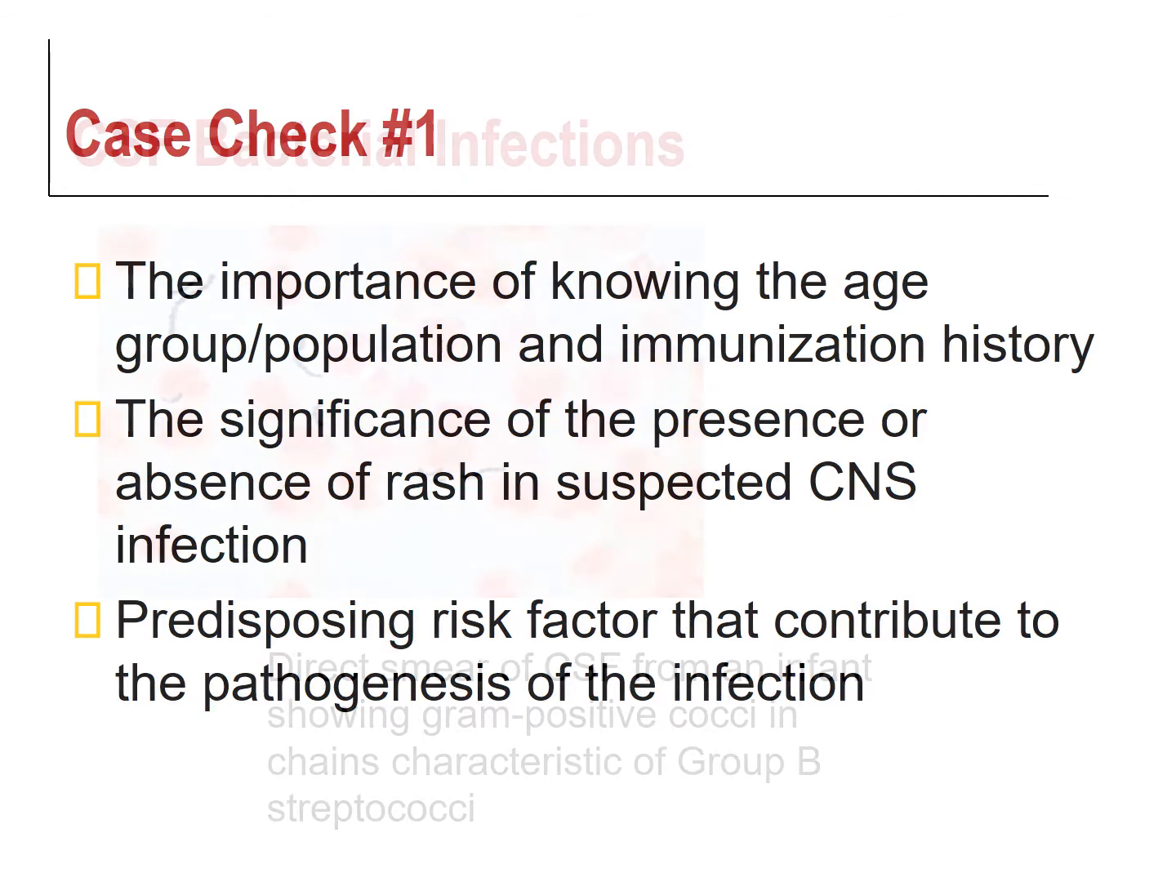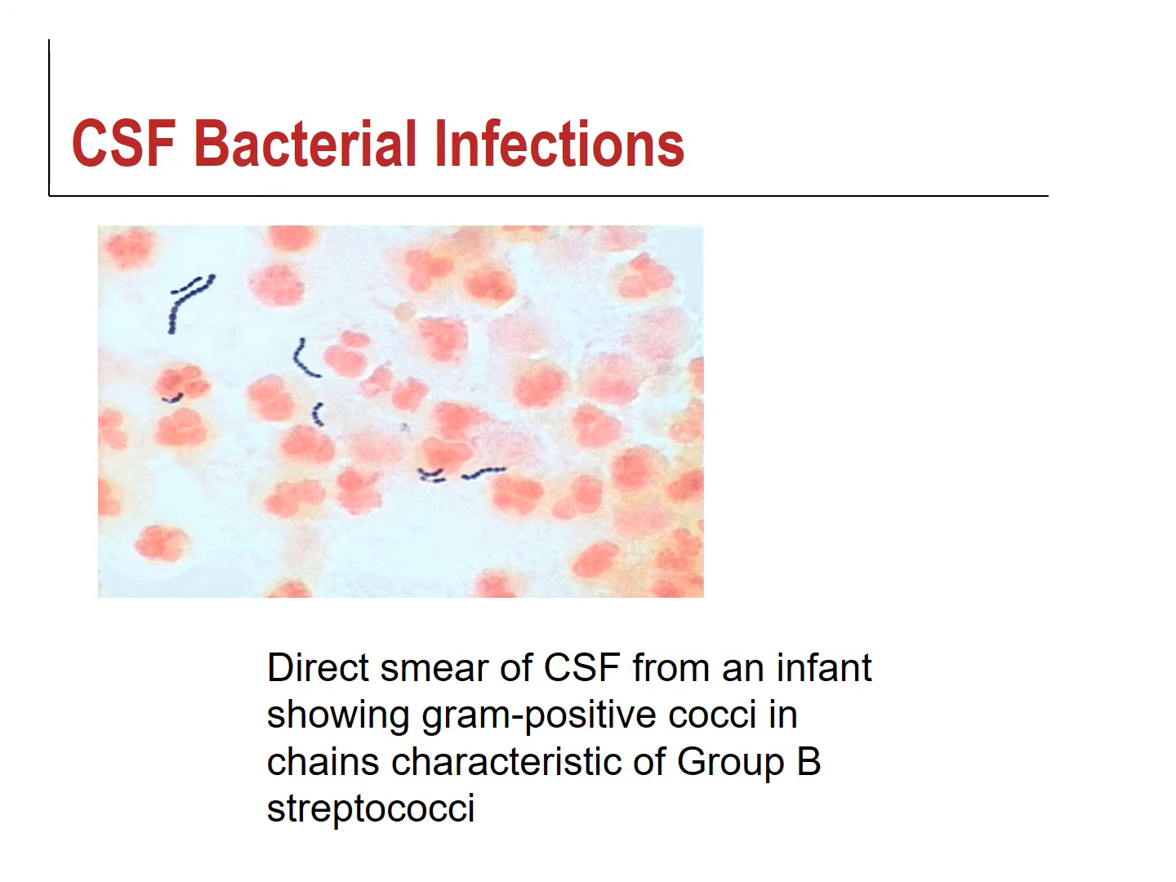So let's continue reviewing the CSF bacterial infections and their agents, and reviewing the characteristic morphology of these agents, starting with Streptococcus agalactiae, or Group B Streptococci, which is a gram-positive cocci in chains that is often isolated from rectal or vaginal cultures of asymptomatic pregnant women.